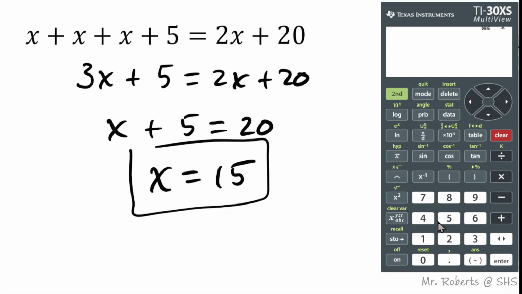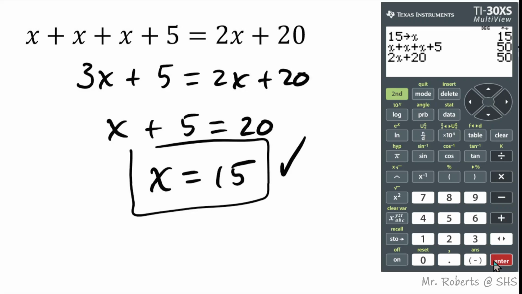So I can easily check this by just taking 15 and storing that in x. And I can type the following. What is x plus x plus x plus the number 5? It makes 50 on the left-hand side. On the right-hand side, I've got 2x plus the number 20. Guess what that is? It's 50 also. So when x is the number 15, both the left-hand side and the right-hand side become 50. So this is most definitely the solution.